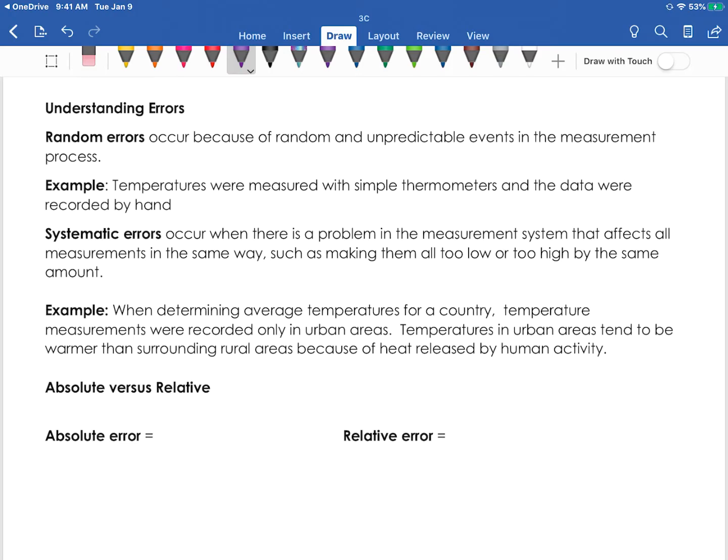Okay, now we're going to talk about how to recognize different types of errors. And generally speaking, measurement errors usually fall into 2 categories. You either have random errors or you could have systematic errors. Now, to help you understand the difference between the two, a random error occurs because of an unpredictable event that you don't really have control over when you're doing that measurement process, okay? And a systematic error occurs when that problem in the measurement affects all of your measurements.